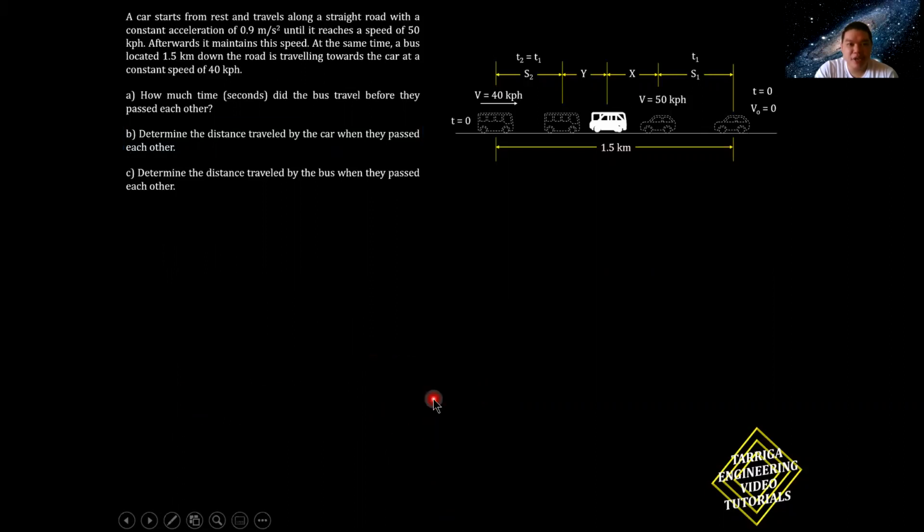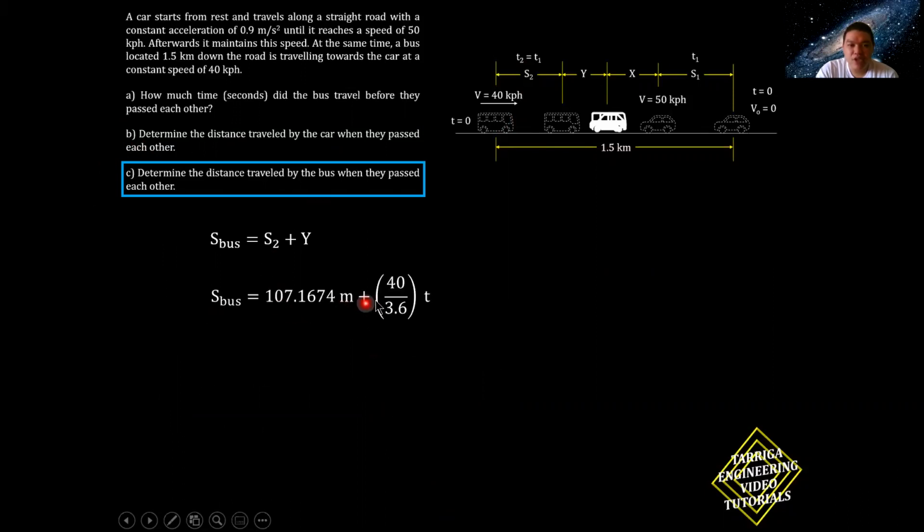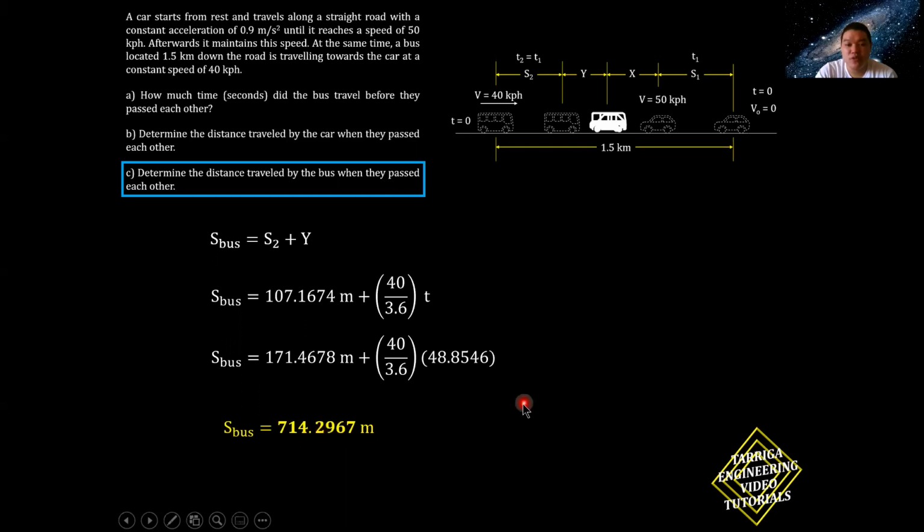For part C naman, syempre same lang sa part B, but now the travel distance by the bus naman. And that is klaro, no? That is S2 plus Y. So if you will substitute the parameters, S2 is nakuha natin kanina, yung Y is in terms of time, so we can substitute the time. The total distance traveled by the bus is equal to 714.2967 meters. And that is for our part C.